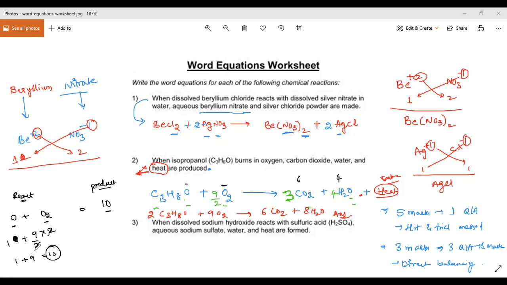Understand? If you take 9 by 2 as a fraction, this 2 and this 2 will cancel out each other. Only 9 oxygens will be left. You have one oxygen already in the C3H8O. So overall it becomes 10, right? Now we should not keep fractions in the coefficients of the equation. So you have to multiply the complete equation with whatever the denominator is, here the 2. I hope you understand now, everyone.